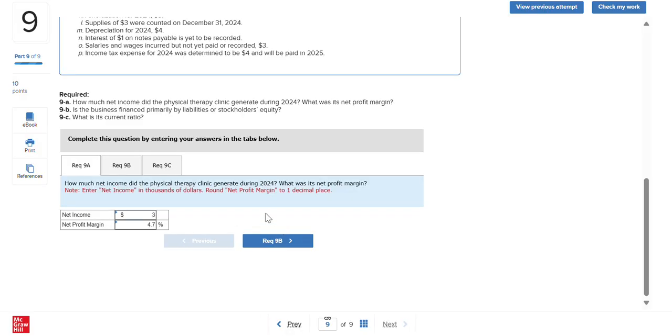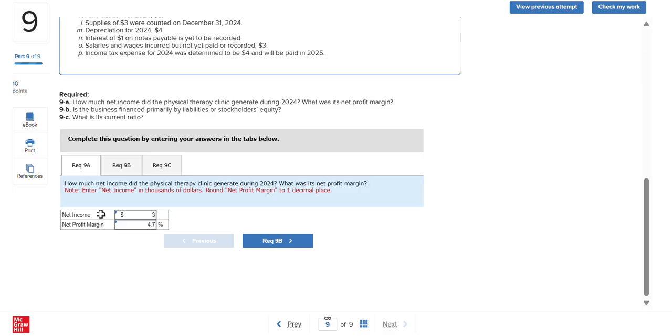Then I had to find out how much net income the company generated during 2024 and what their net profit margin was. To find this, I started with the company's revenues from the adjusted trial balance. Then I subtracted all of the expenses like salaries and wages expense, supplies expense, all the expenses. And after subtracting all of those, the business ended up with a net income of 3,000 for the year. So basically, total revenues minus total expenses equals net income.